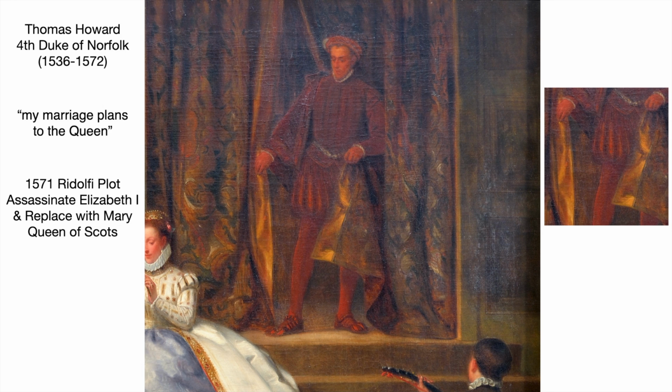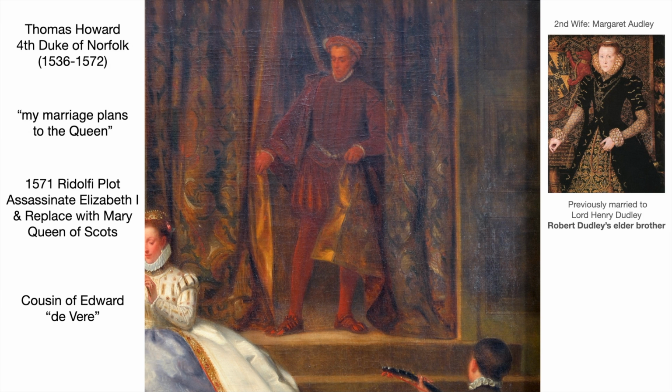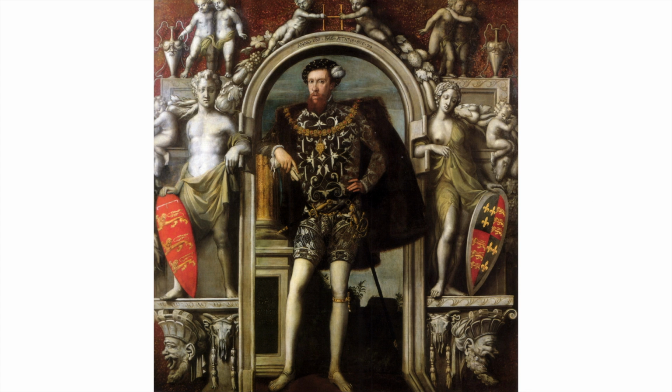Very interestingly, he's also the cousin of Edward de Vere, and weirdly, Norfolk's second wife was at one time Dudley's sister-in-law. Since we've been thematically dealing with fathers and sons, it's worth considering who Thomas Howard's father is. This is his father, Henry Howard, the Earl of Surrey, the uncle of Edward de Vere, for he was married to Frances de Vere.